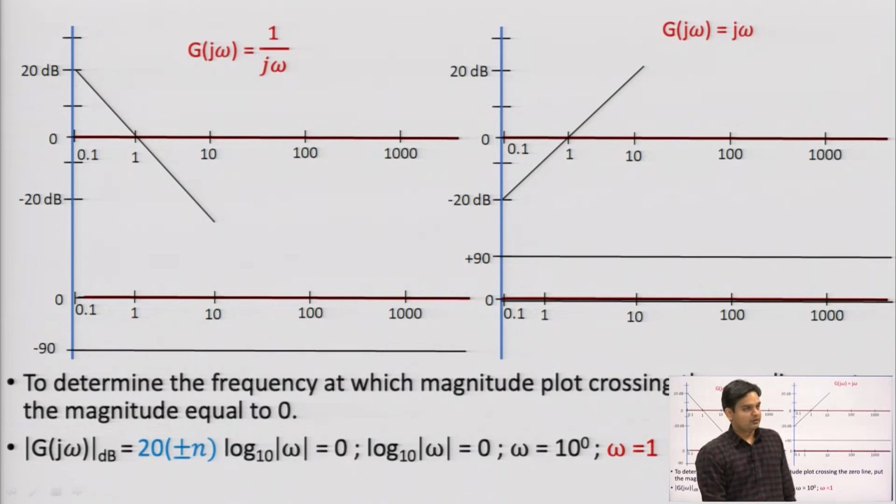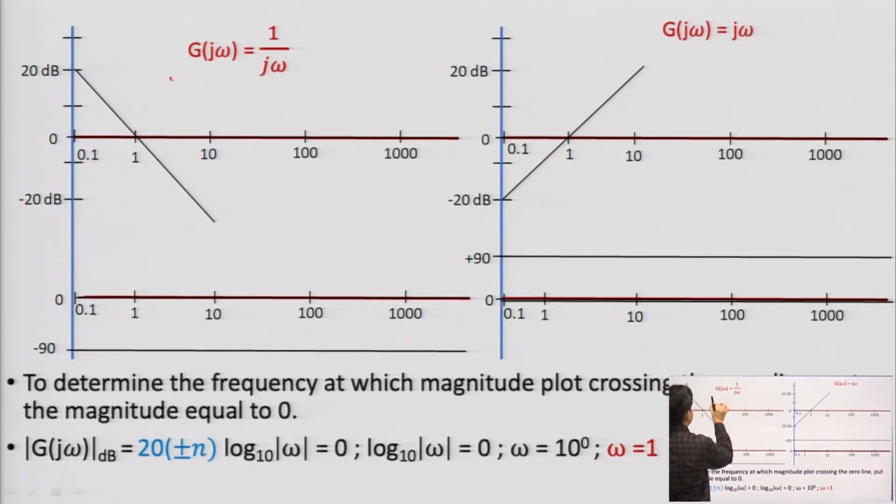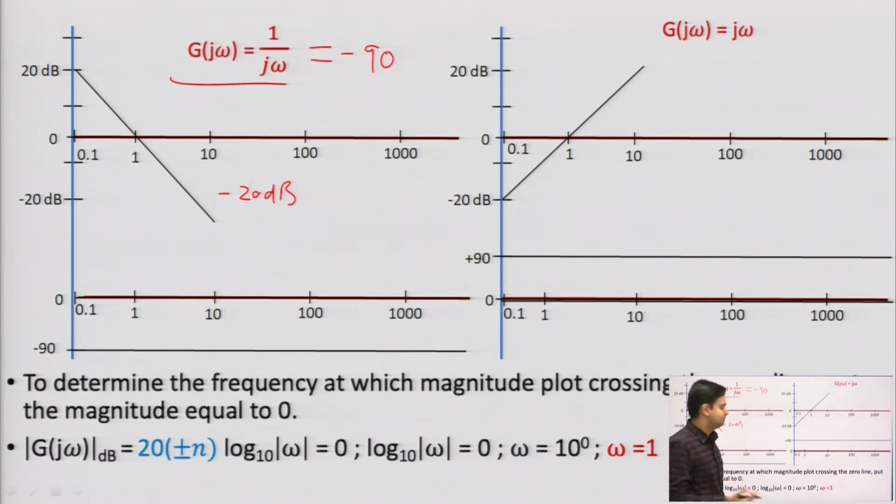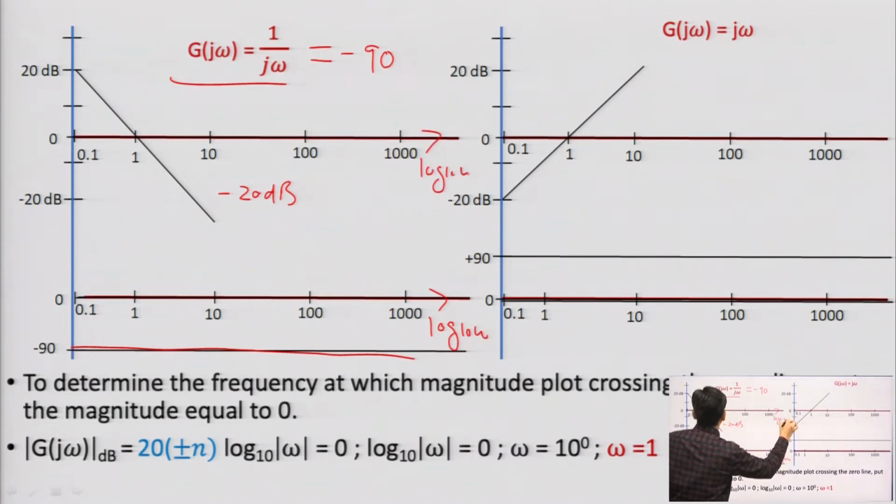Okay. So, now if we consider this term G(j omega) equal to 1 over j omega, we will get a slope of minus 20 dB, and if I see the phase plot, this gives me minus 90, and my phase is not depending on omega. So, I will get a straight line in the phase. This is my x axis, log 10 omega, again this is my x axis, log 10 omega, and this line goes to infinity.